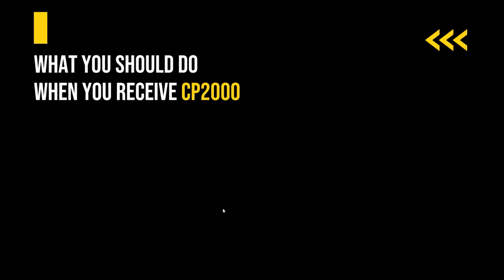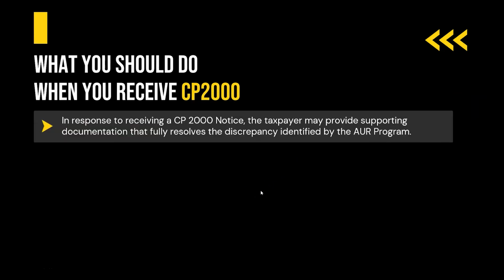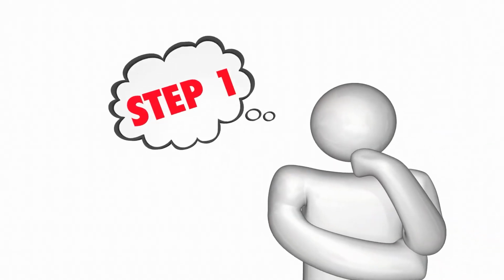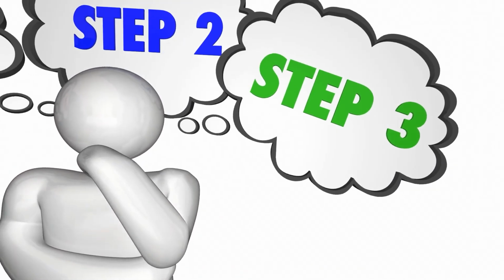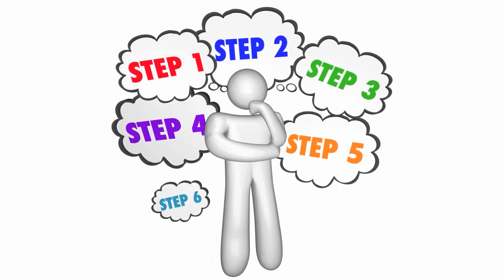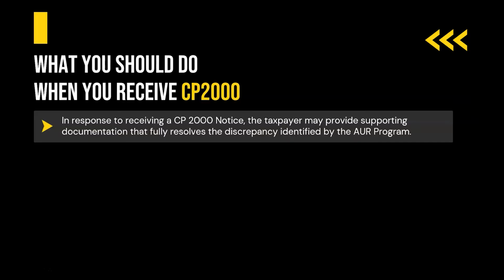So what should you do when you receive a CP2000? In response to receiving a CP2000, you as a taxpayer may provide supporting documentation that fully resolves the discrepancy identified by the AUR program. When the IRS sends you these notices, they give you a whole bunch of instructions on what to do. If you agree, there is a process you need to follow. If you disagree, there's also a process you need to follow. Sometimes they are requesting simple documentation that you just need to provide, and it's as simple as that.